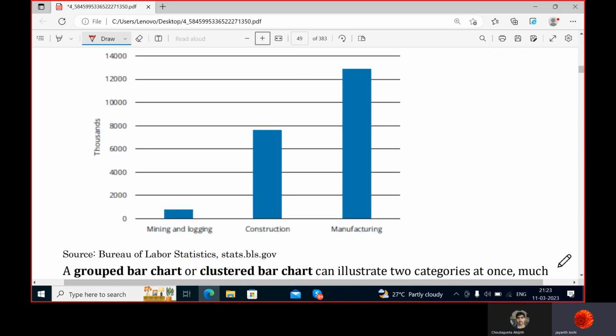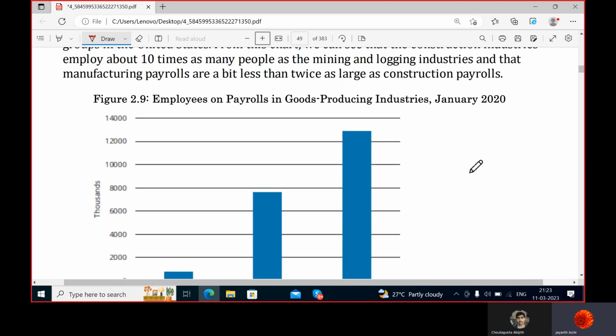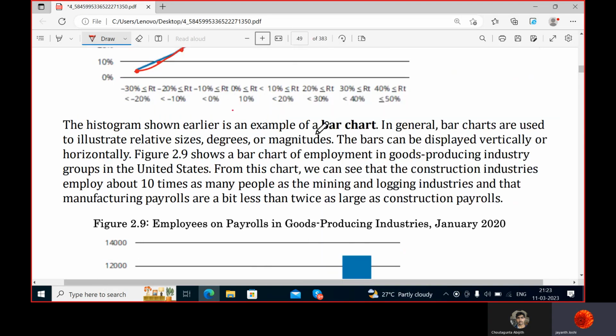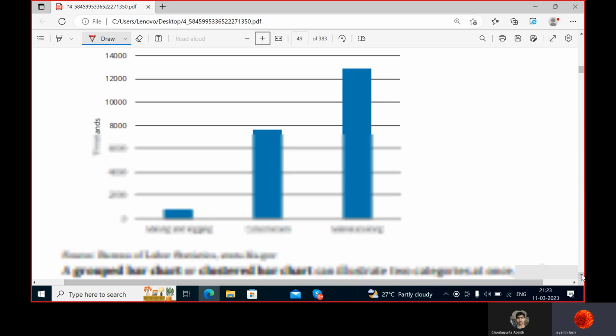And here is a bar chart. So you see a bar chart, small data is given. The histogram shown earlier is an example of a bar chart. In general, bar charts are used to illustrate relative sizes, degrees, or magnitudes. That means you can relate here.